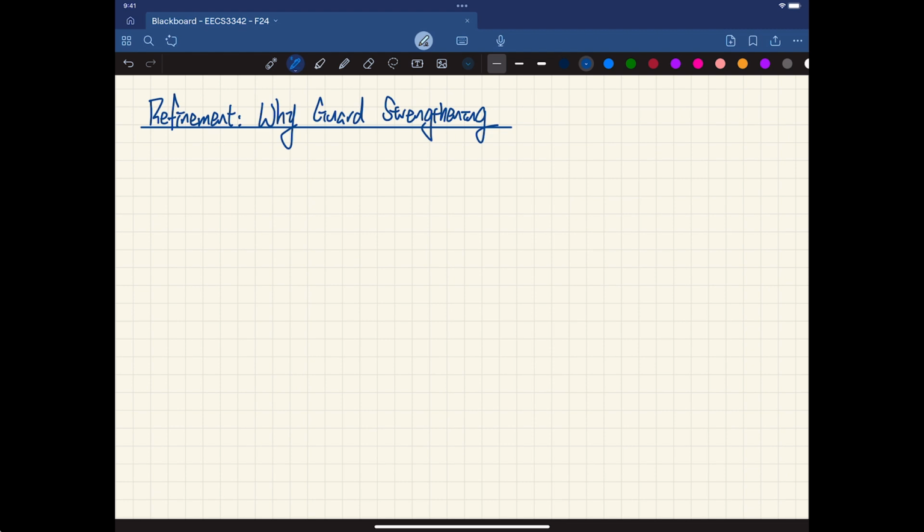Specifically, the rule tells you that the H should imply the G. And the H over here is a concrete guard. And the G over here is the abstract guard.